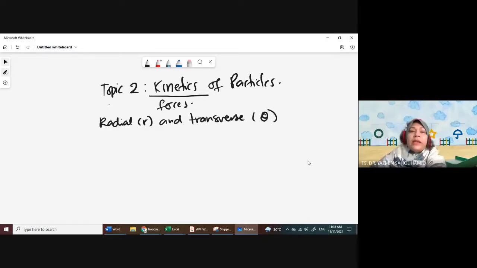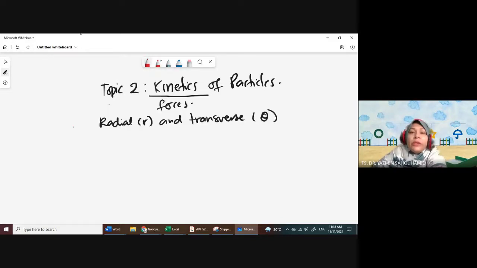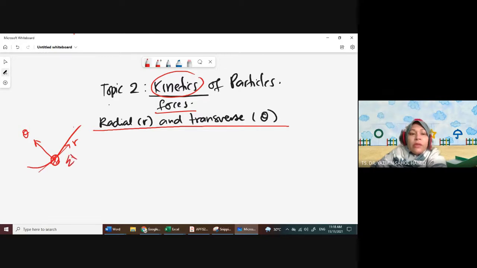Yes, madam. Okay, so for today's class, as I mentioned, we are going to focus on chapter 2, kinetics, which involves forces, but we're going to do questions that are related to radial and transverse. So if you have a particle, the direction of the R and theta, radial and transverse, will be like that. You have to come up with the equations for F_r and F_theta. The summation of F_r equals m a_r, and the summation of F_theta equals m a_theta.